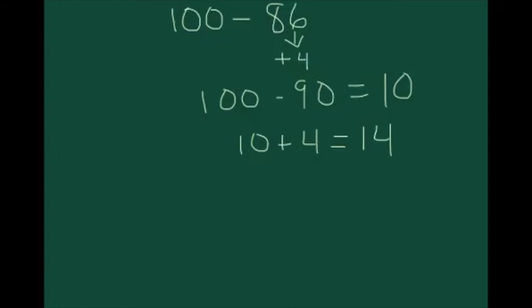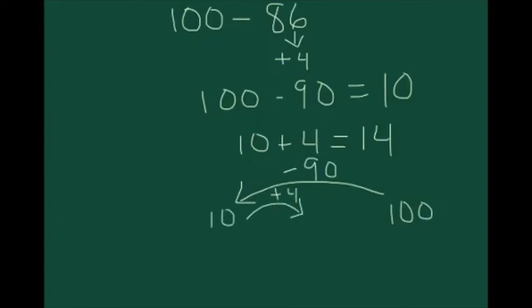Okay, how would that look on a number line? 100 minus 90, oops, just kidding, that was too much. I need to actually give 4 back. So 10 plus 4 is 14. Okay? You can even see that my 86 is right here when we think about positive and negative numbers. Okay? So I subtracted 90, but then I added 4 back. So my answer is 14.